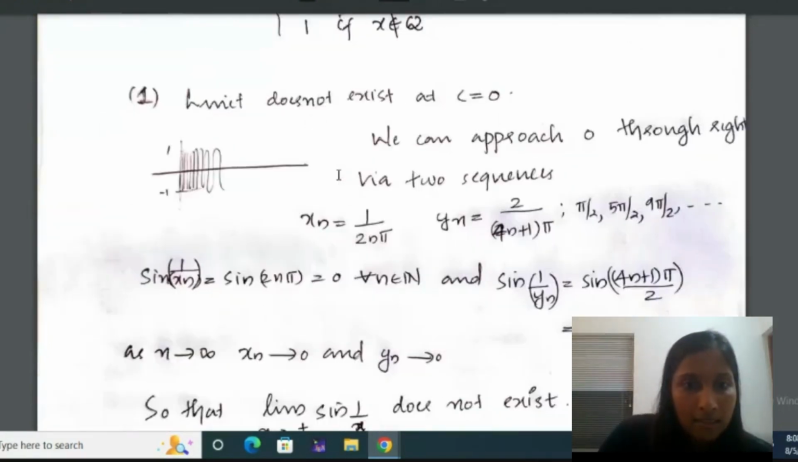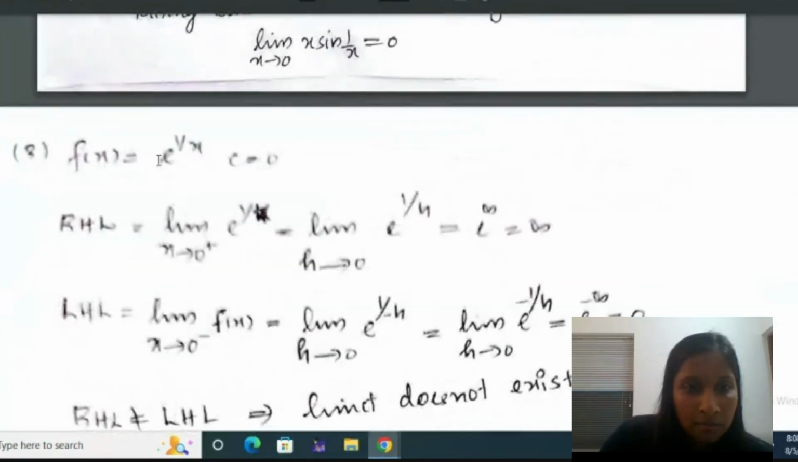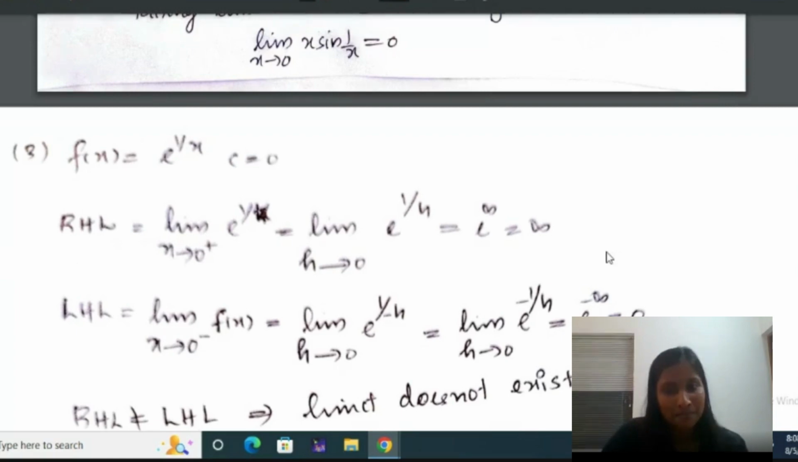So here, okay, f of x equal to e raised to 1 by x at c equal to 0. So you find the right hand limit. It will be limit x tends to 0 plus of e raised to 1 by h. Something like e raised to infinity, so the limit will be infinite. So the right hand limit itself does not exist. Now if we find the left hand limit, that is h tends to 0 of e raised to minus 1 by h, it will be like e raised to minus infinity. Its value is actually 0. So the left hand limit exists. If the question was like this, find the left hand limit at 0, then we have to find this thing. Okay. So the limit does not exist.